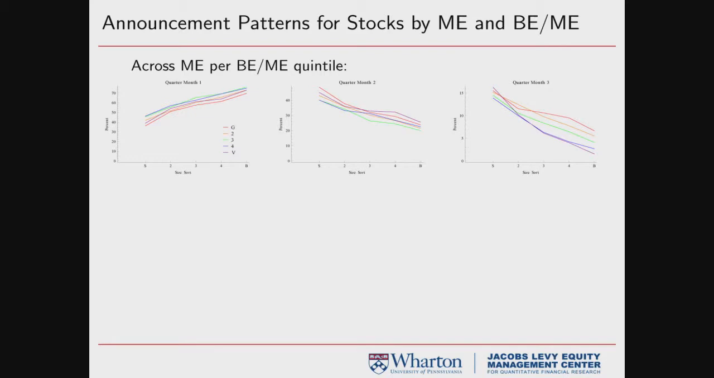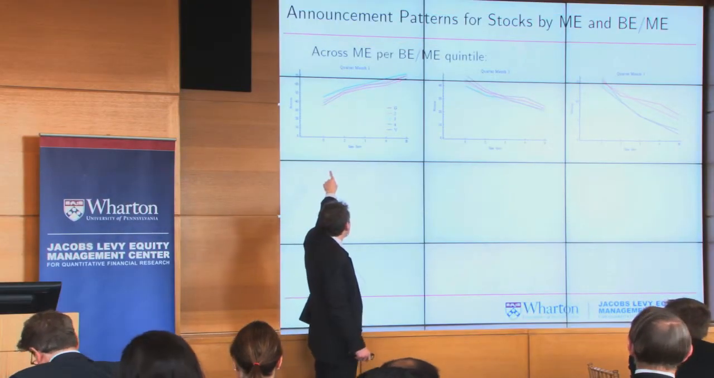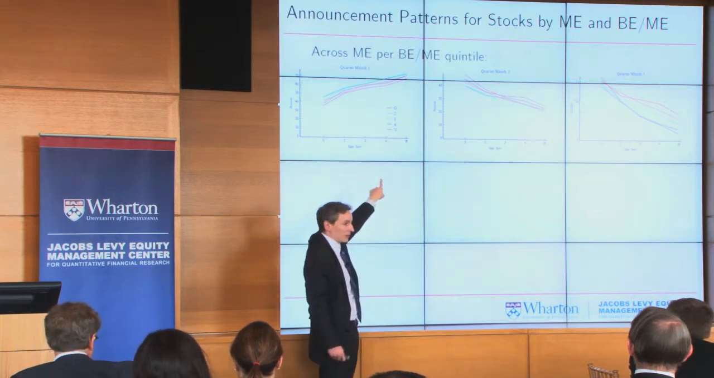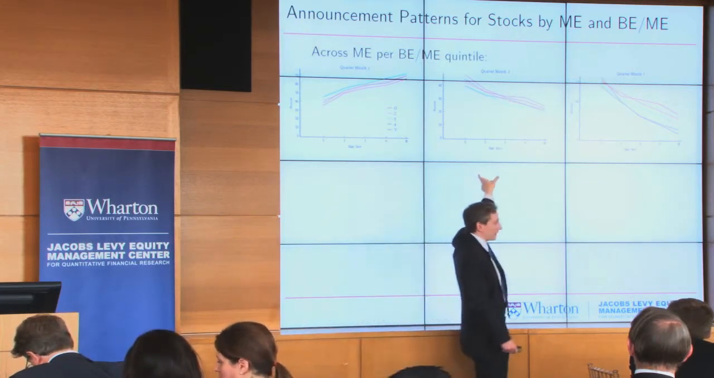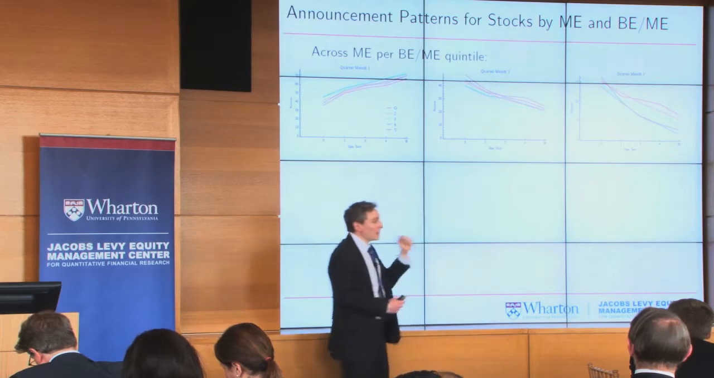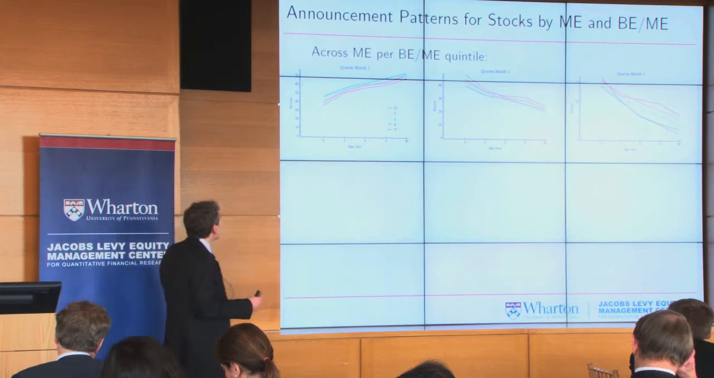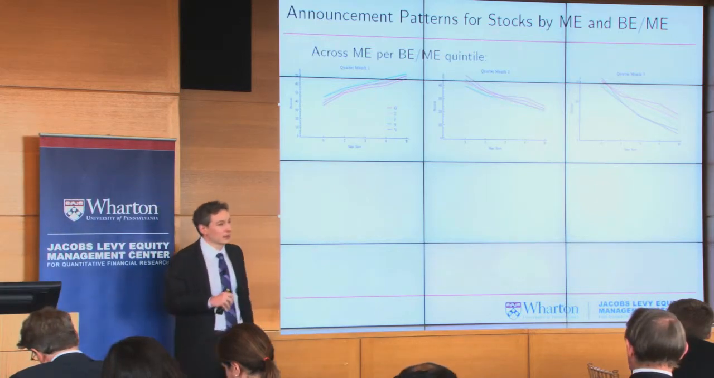We're going to look at what fraction of firms announce at each month of the quarter by each characteristic. What we see here, going from small firms to big firms, is the percentage of firms that announce in each month of the quarter. Each colored line is a different book-to-market ratio quintile. We see a strong pattern of fewer small firms announcing in the first month of the quarter than big firms. Then this pattern reverses in the later months, because the small firms that didn't announce have to announce later. So big firms consistently announce earlier than small firms, on the order of about a 20% difference in the first month.